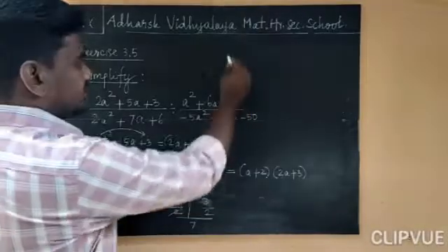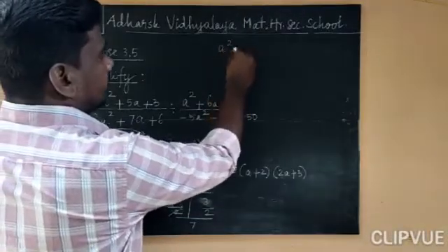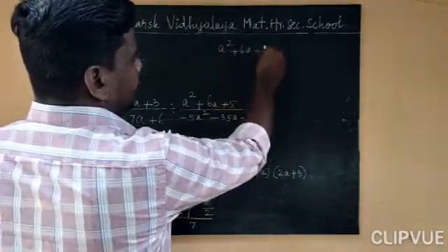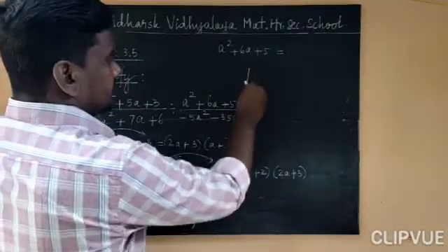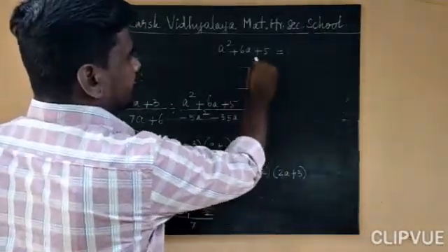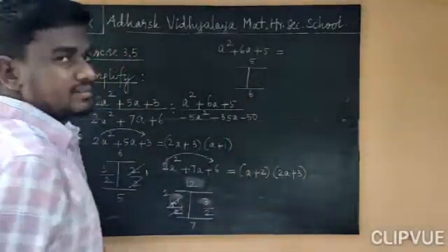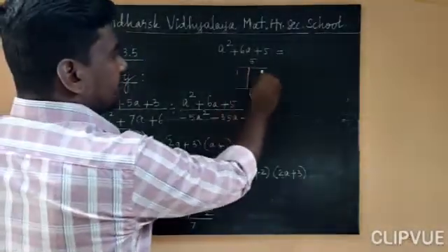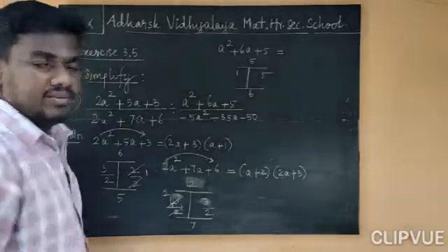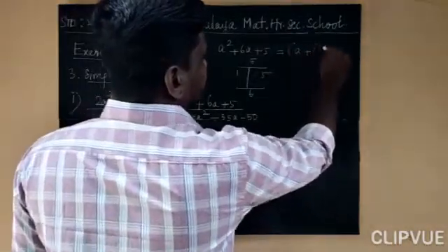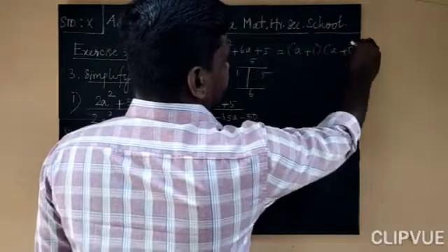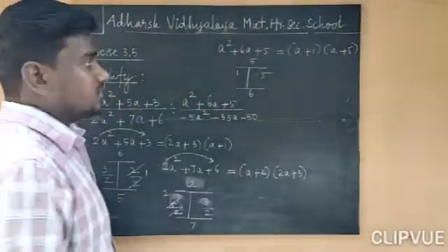Next one, a square plus 6a plus 5. Find the factors. The product of two numbers is 5 and the sum of the same two numbers is 6. So what are they? 1 and 5. 1 into 5, 5, and 1 plus 5, 6. So it can be written as a plus 1 into a plus 5. I hope you understood this.